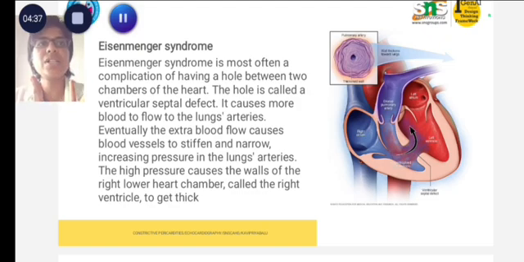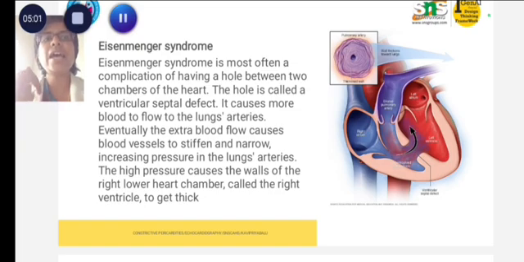What is Eisenmenger syndrome? Here the hole, the ventricular septal defect, can cause more blood flow to the lungs and arteries, and eventually extra blood flow causes the blood vessels to become very stiffened and narrow, causing resistance. So there is an increase in pressure in the lungs and arteries, and the high pressure causes the walls of the right lower heart chamber to become thickened, and right ventricle hypertrophy will occur. This is called Eisenmenger syndrome.